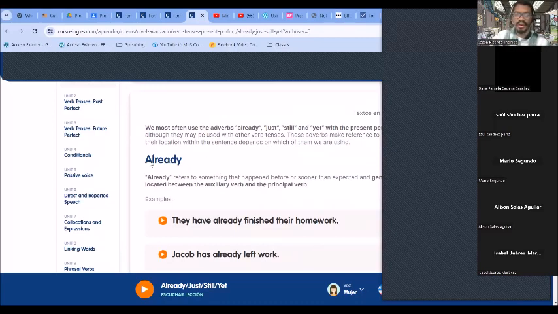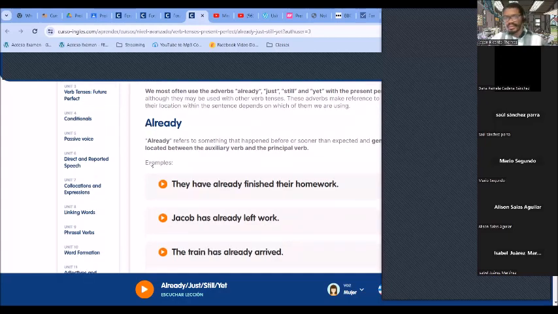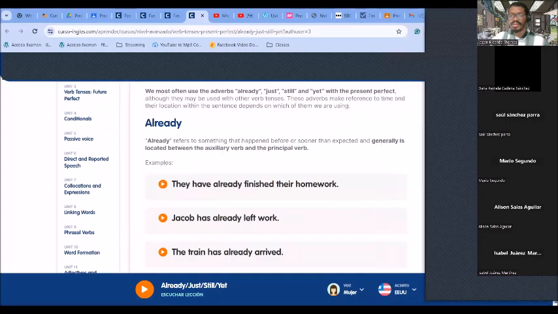When do we use already? Already refers to something that happened before or sooner than expected, and it is located between the auxiliary verb and the principal verb. Example: they have already finished their homework. Jacob has already left work. The train has already arrived.